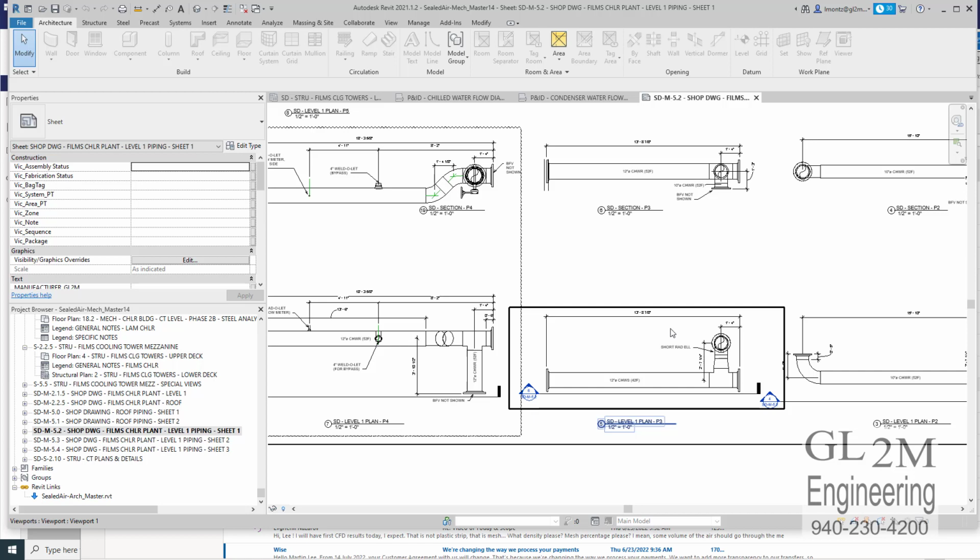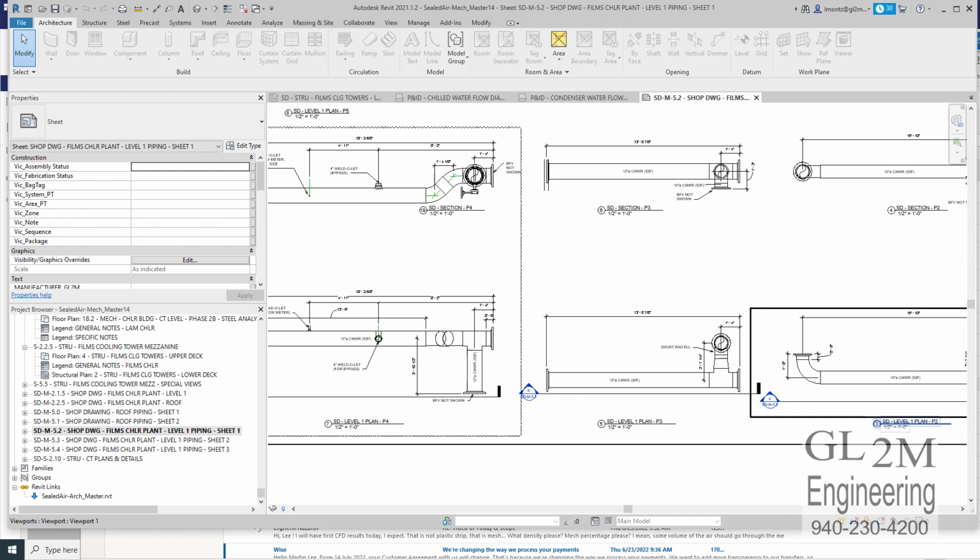Took it all the way from conception to the shop drawing level, and when the chillers arrive on site, we will work with the chiller manufacturer to commission the plant properly, make sure that all of the controls operate as expected. This is Lee Muntz with GL2M Engineering.